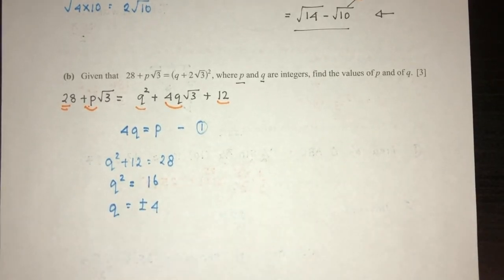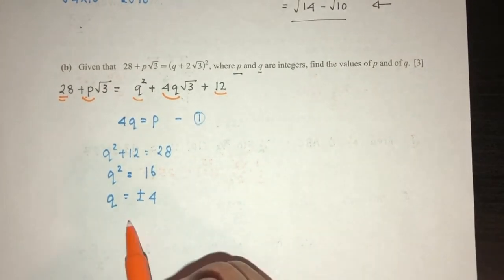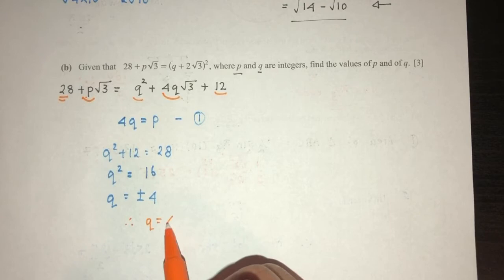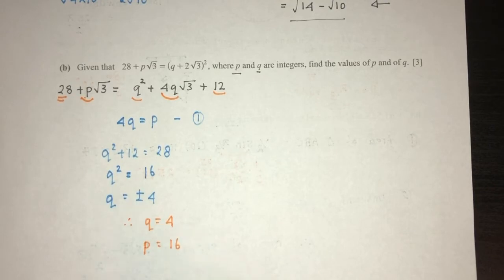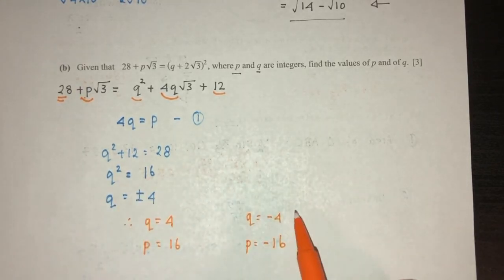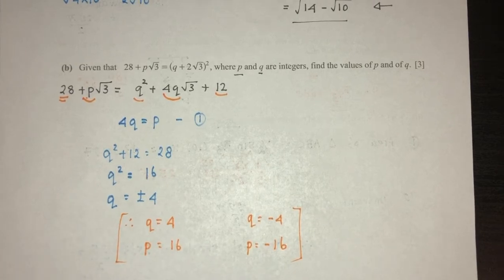Now we can write, so for the values of, if q is equal to 4, p is 4q, which is 16. Now for q equal to minus 4, p has to be minus 16. So these are the two possible solutions for your question. Okay, so that will be your question number 5.